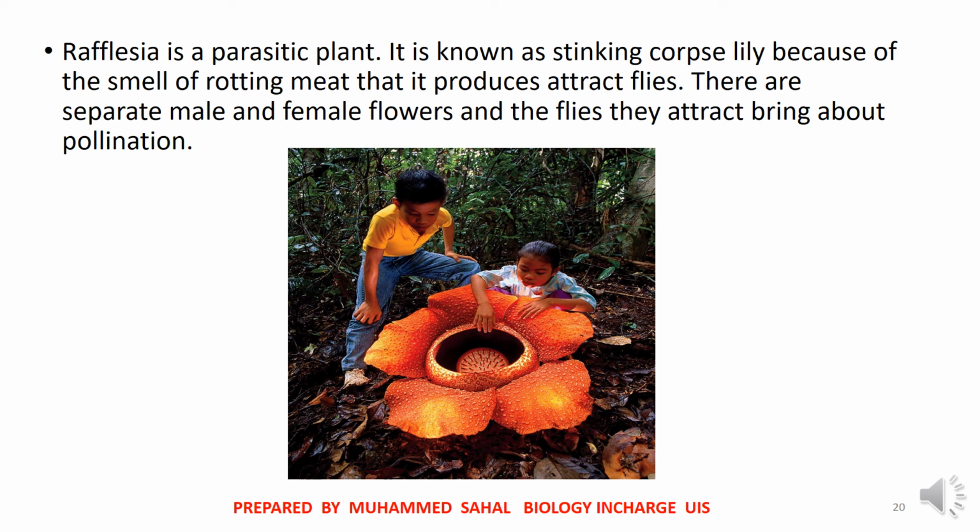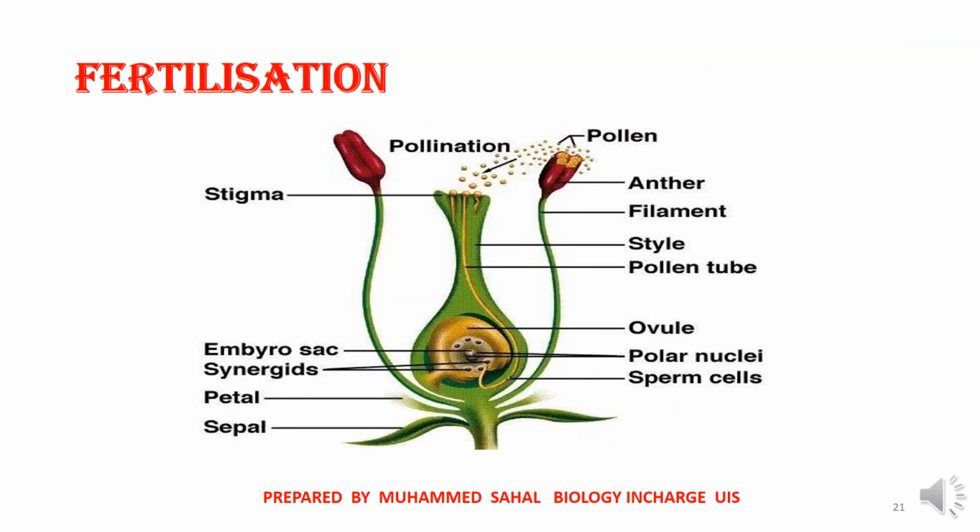Now we are going to look at another topic, that is fertilization. After the pollen grain has reached the surface of a stigma, it breaks open and forms a pollen tube. Look at the diagram. The male gamete cell that has traveled in the pollen grain moves down this tube. The pollen tube grows down through the stigma and the style into the ovary.